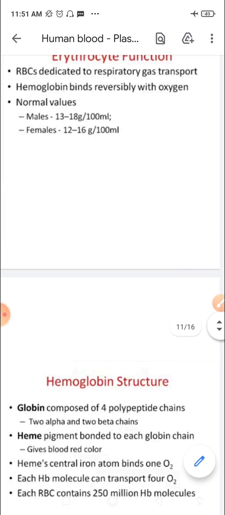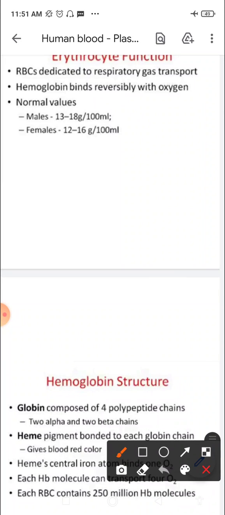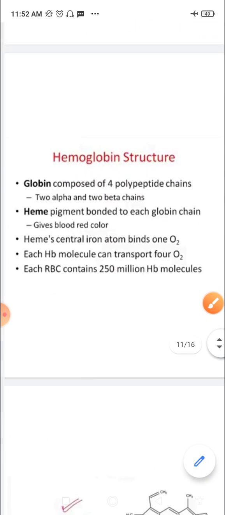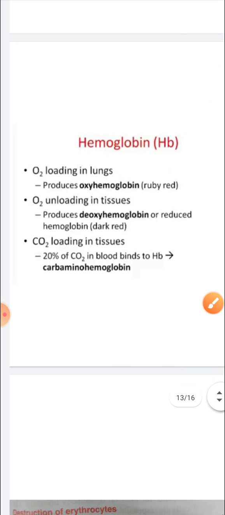Then if we talk about the normal values of hemoglobin, males have 13 to 18 grams per 100 ml of blood, whereas females have 12 to 16 grams per 100 ml of blood. So females have a little lesser hemoglobin. So that's the hemoglobin structure.